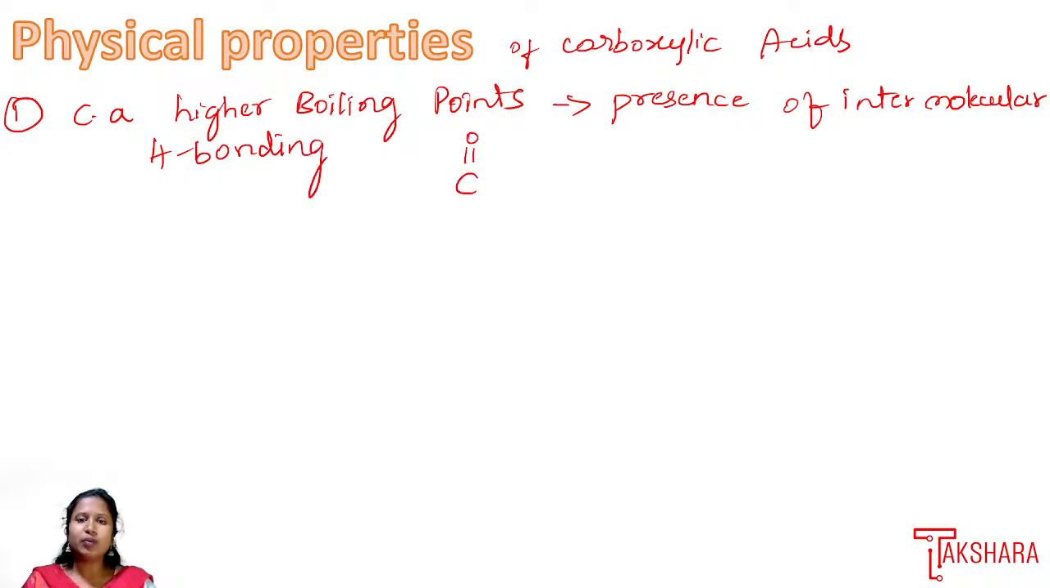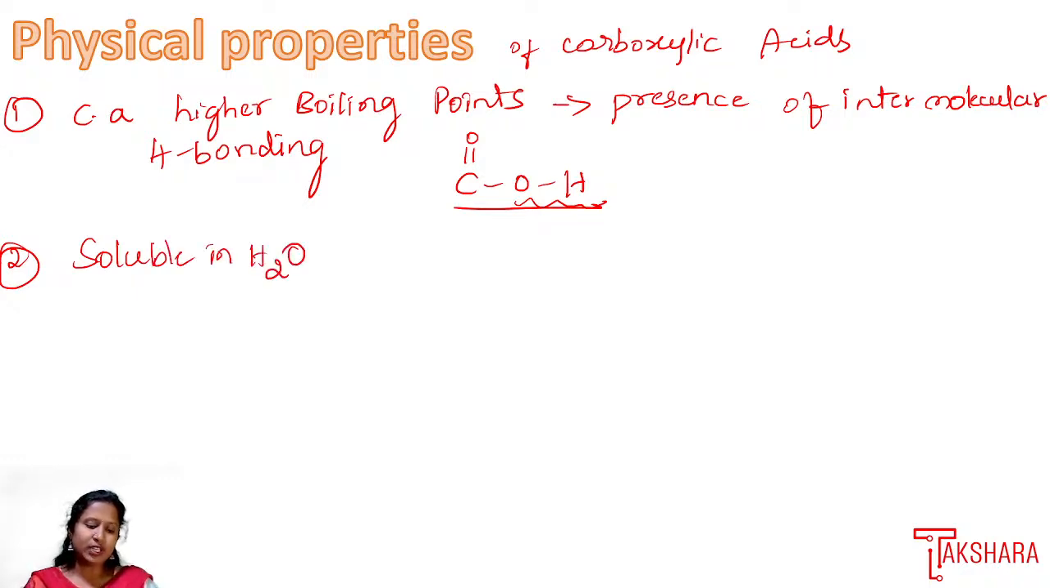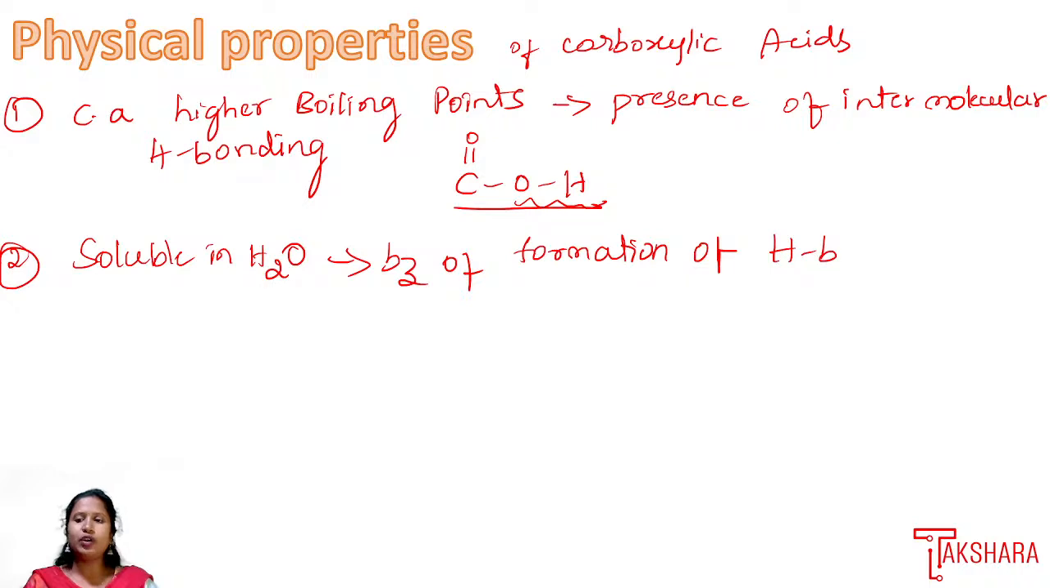If we write the structure, C double bond OH, here there is intermolecular hydrogen bonding, so carboxylic acids show a higher boiling point. The second property is that carboxylic acids are soluble in water, because of the formation of hydrogen bonds with water. So this is the second property.